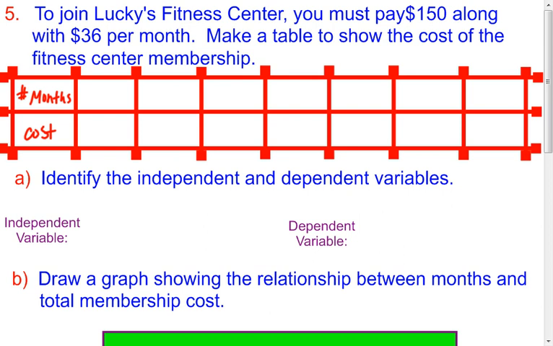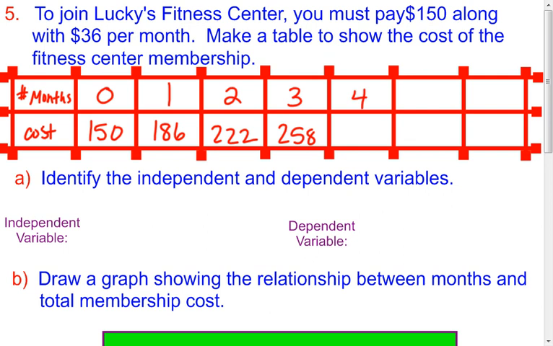So here's what I want you to be careful of in this case. If you go to the club 0 months, in other words, you just sign up and you never go to the club, you still have to pay that $150 initiation fee. Then if you go for 1 month, you have to pay that $150 plus $36 for that month. So that would be $186. If you go 2 months, you would pay $150 plus 36 times 2. So $222. If you go 3 months, you pay $150 plus 36 times 3, which is $258.